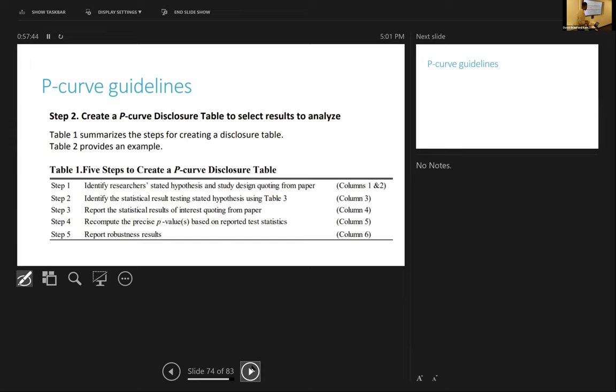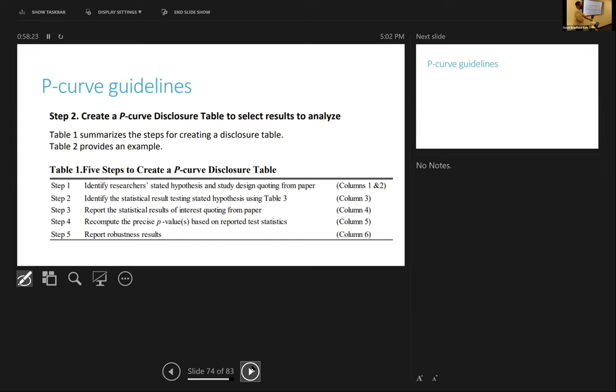Okay. Step two, you're going to create this disclosure table. There's an example in the user guide. I omitted it here because it has many hypotheses, but the basic steps are that you're trying to make it really clear what p-values went into the analysis. You're going to identify the results, quote it from a paper, and recompute the p-value. And step five is about robustness results. So there is another p-curve.